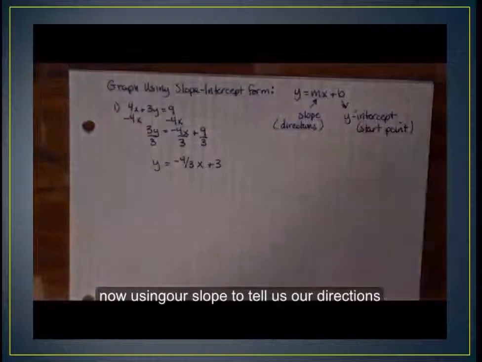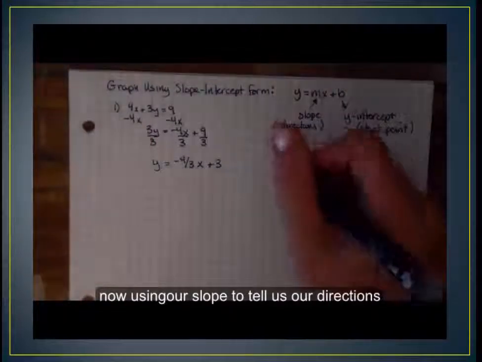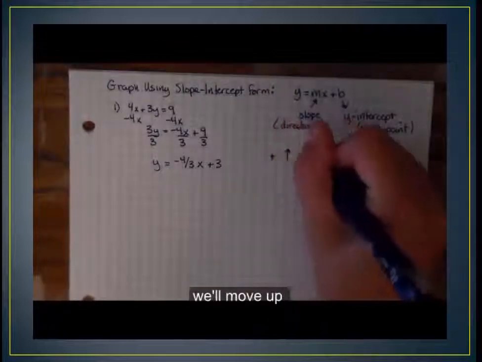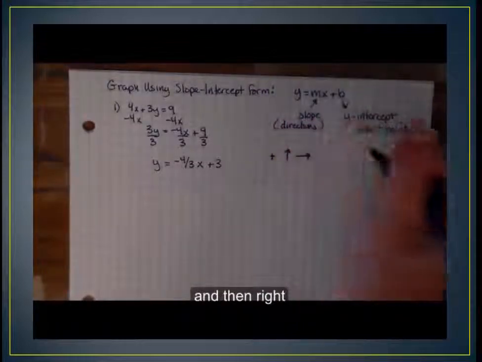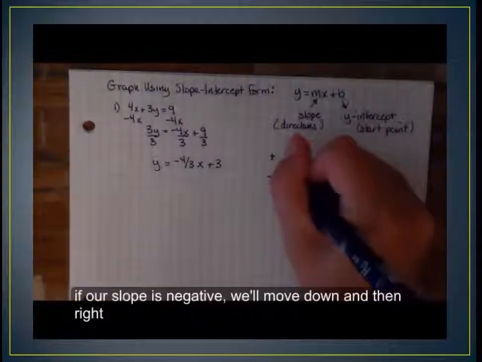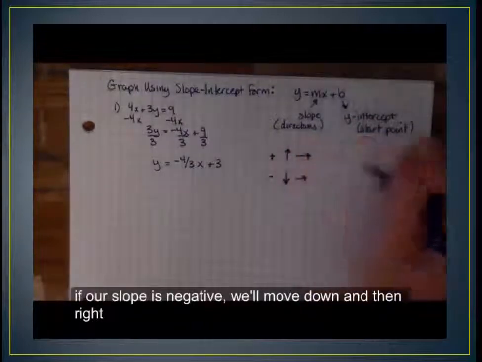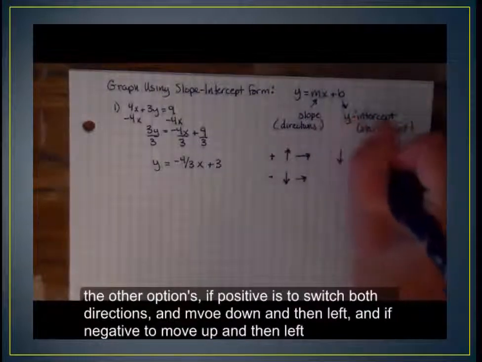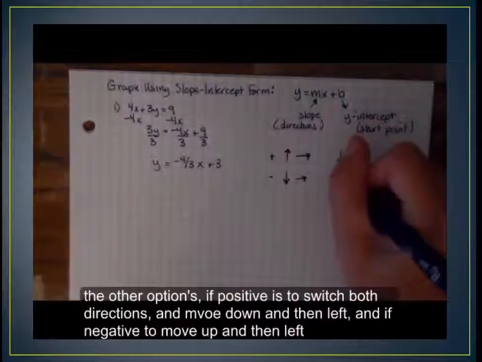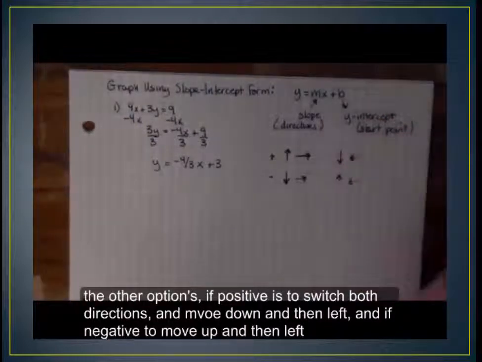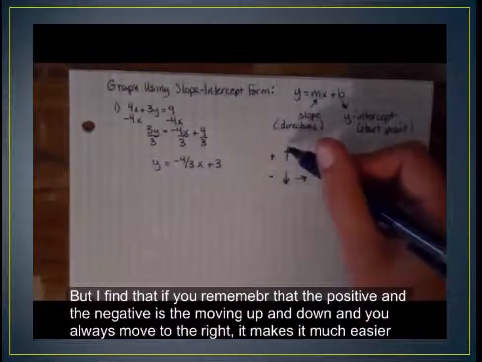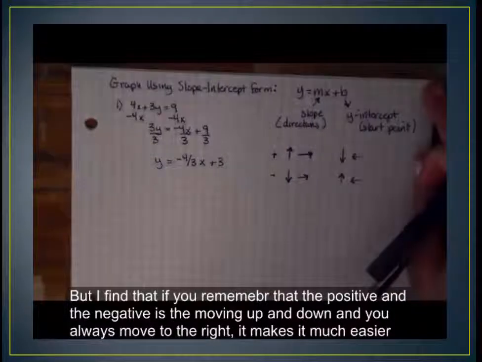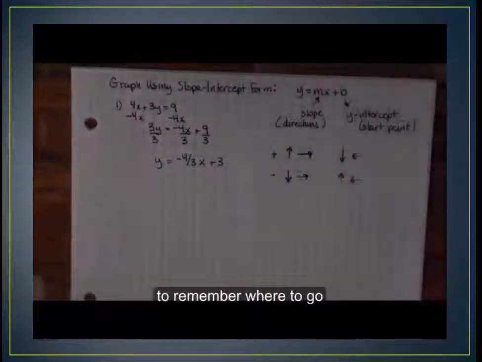Now, using our slope to tell us our directions, if our slope is positive, we'll move up and then right. If our slope is negative, we'll move down and then right. The other option, if positive, is to switch both directions and move down and then left, and if negative, to move up and then left. But I find that if you remember that the positive and the negative is the moving up and down, and you always move to the right, it makes it much easier to remember where to go.